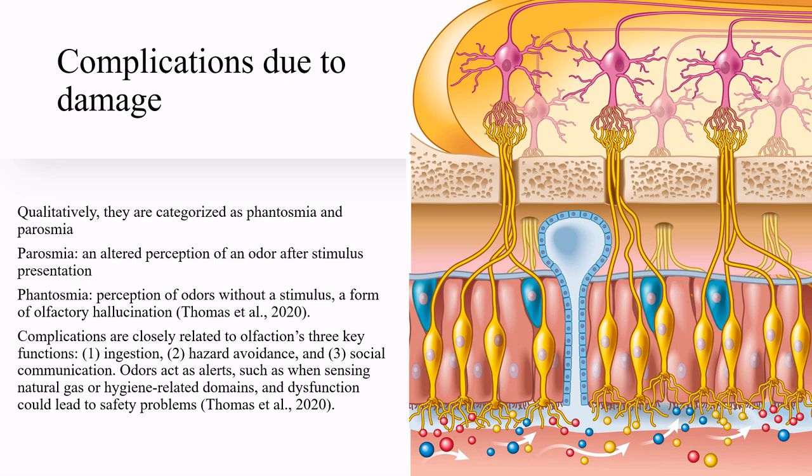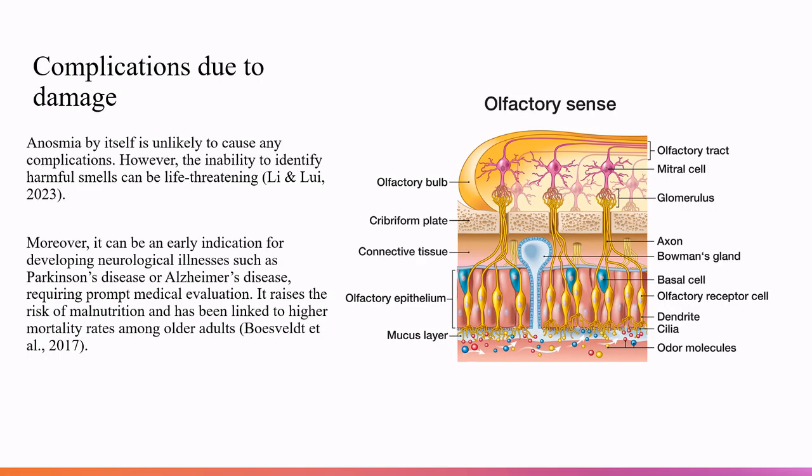Complications are closely related to olfaction's three key functions: ingestion, hazard avoidance, and social communication. Odors act as alerts, such as when sensing natural gas or hygiene-related domains, and dysfunction could lead to safety problems. Anosmia by itself is unlikely to cause any complications. However, the inability to identify harmful smells can be life-threatening.